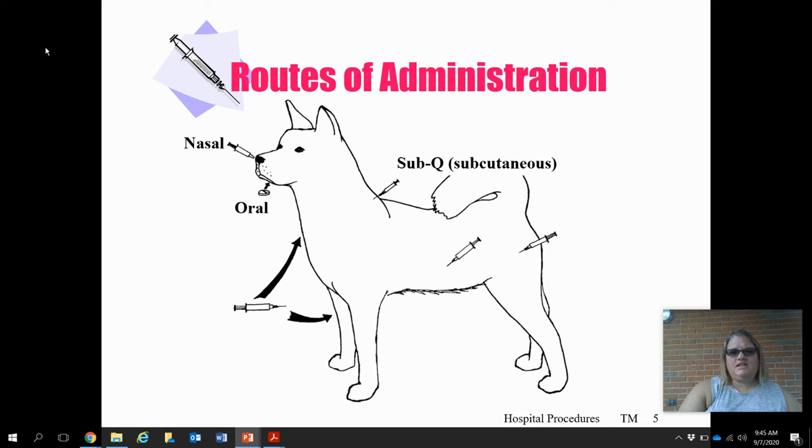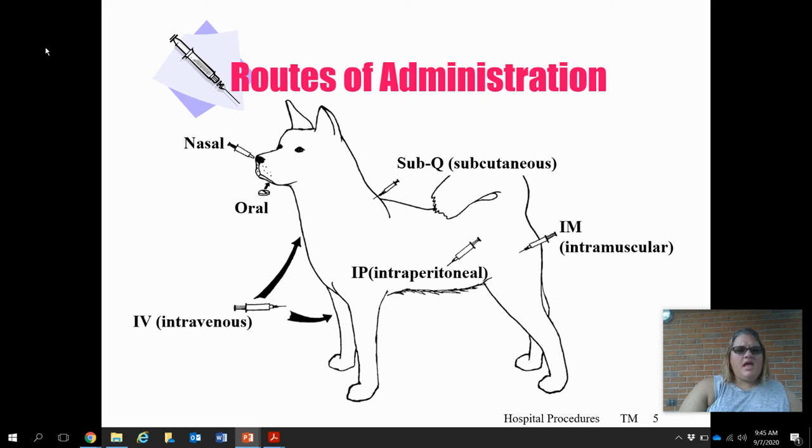SQ, subcutaneous. Subq is in the subcutaneous layer of the skin. It goes epidermis, dermis, and then the subcutaneous layer. IM is intramuscular, in the muscle. IP is intraperitoneal. That's in the abdomen or abdominal cavity. And then IV is intravenous, so in the vein of the animal.